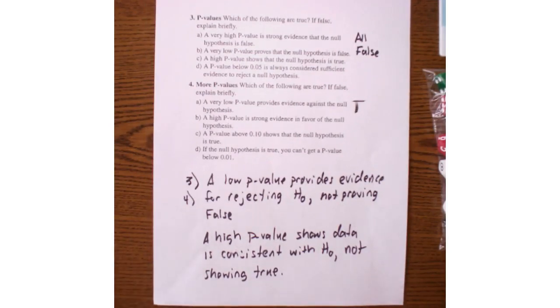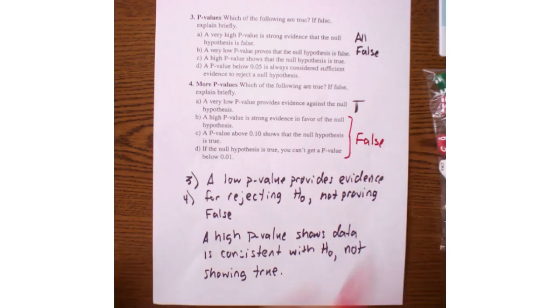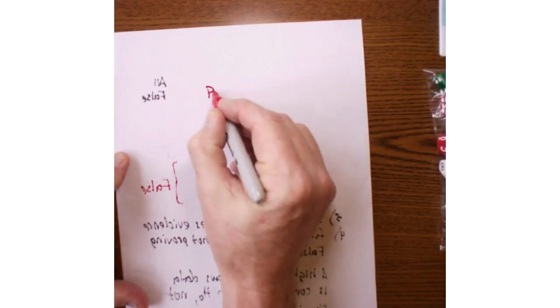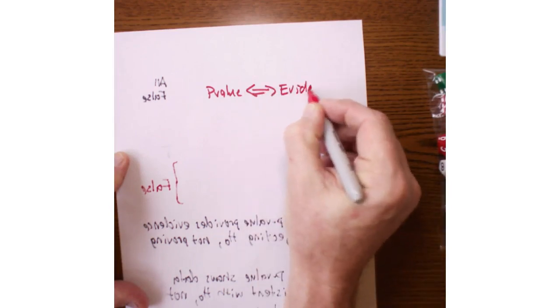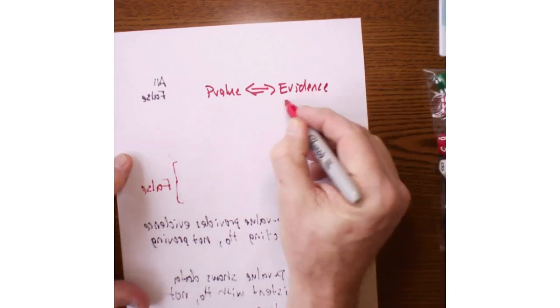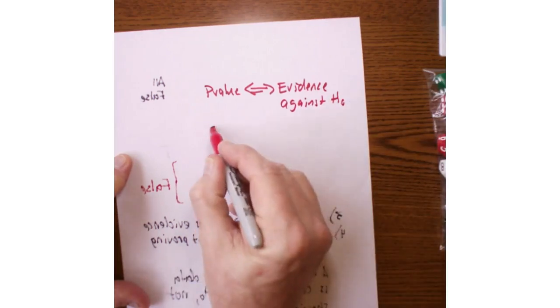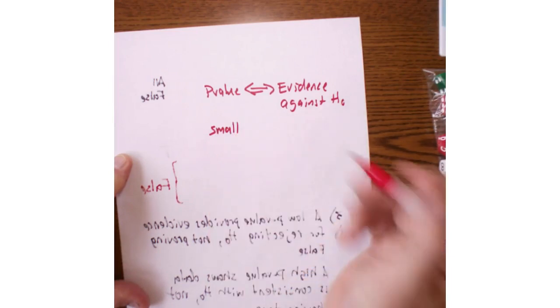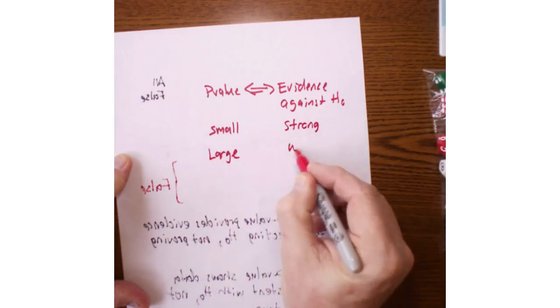We also talked about p-values today. And so all of these are false, and 3 and B, C, and D are false. And the big thing about p-values, I think, is that a p-value is evidence against the null hypothesis. When my p-value is small, my evidence is strong. When my p-value is large, my evidence is weak.